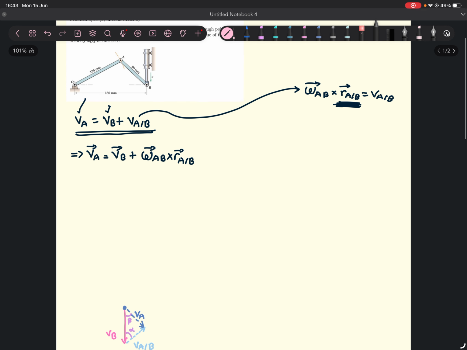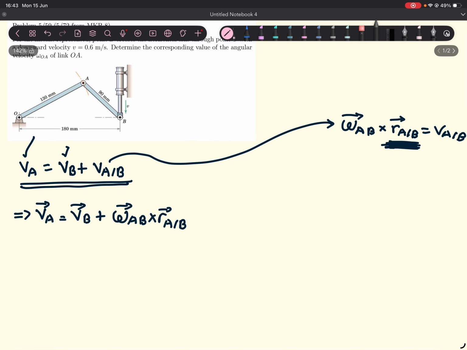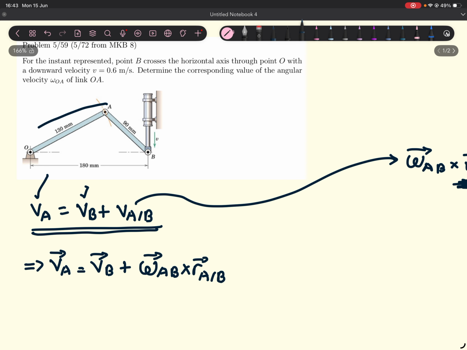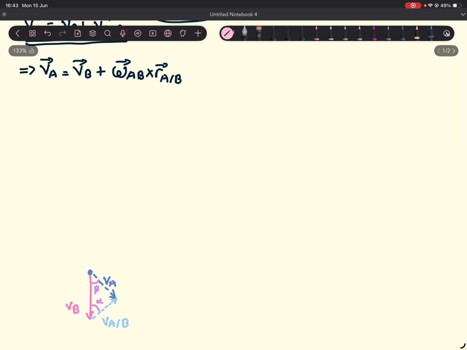Just going to delete this. So VA, I can reference VA with link OA, right? Because I know that VA must be perpendicular to this link, right? Should be like that. So cool.